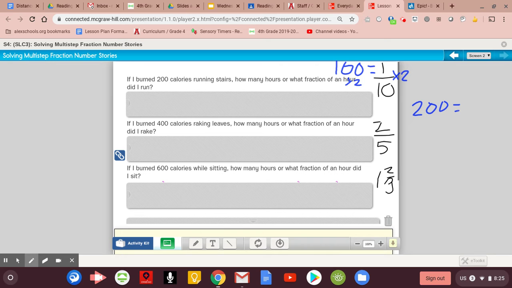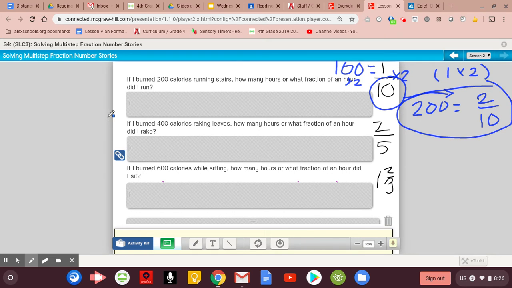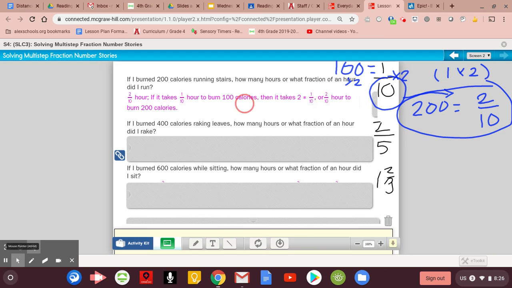Remember, when you're multiplying fractions by a whole number, you only multiply that top number. So 1 times 2 will give me my numerator, which is 2. And I just carry over my denominator, which is 10. So it is going to take me 2/10 of an hour to burn 200 calories. We're going to check our work, and it looks like I'm right. If it takes 1/10 hour to burn 100 calories, then it takes 2 times 1/10 or 2/10 to burn 200. Very good.